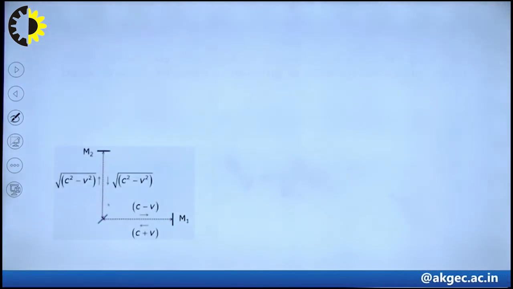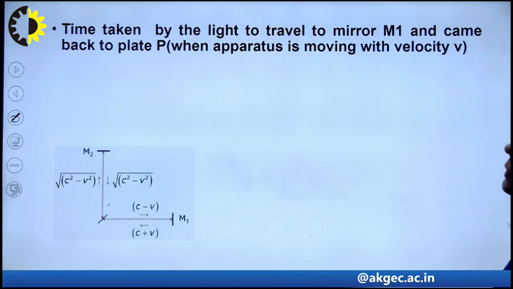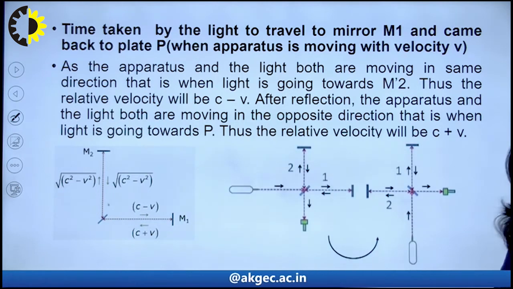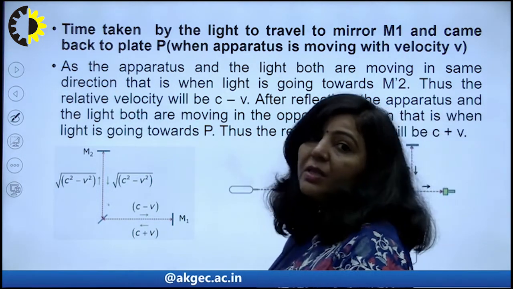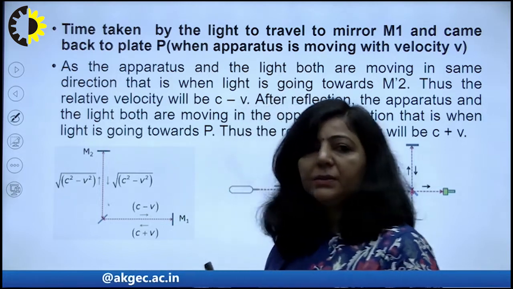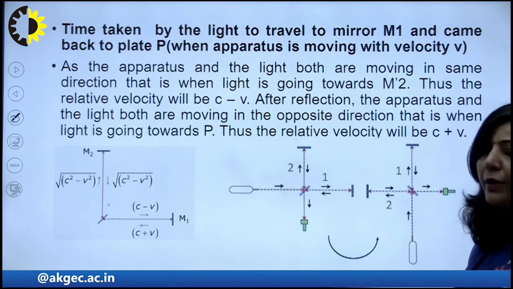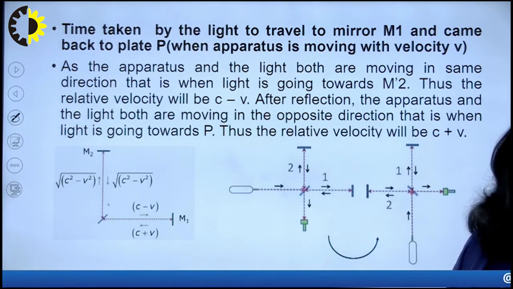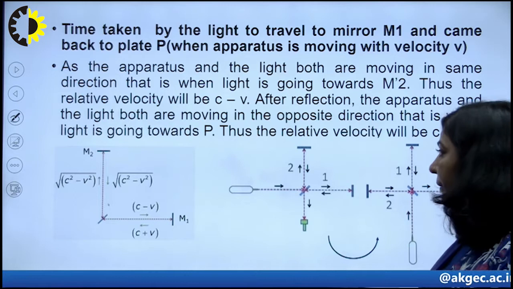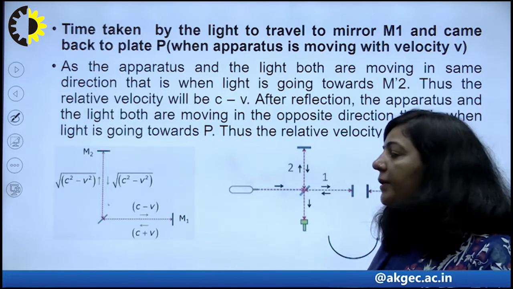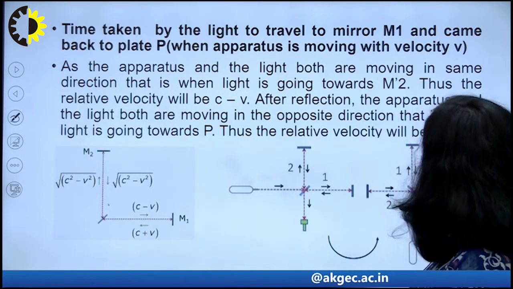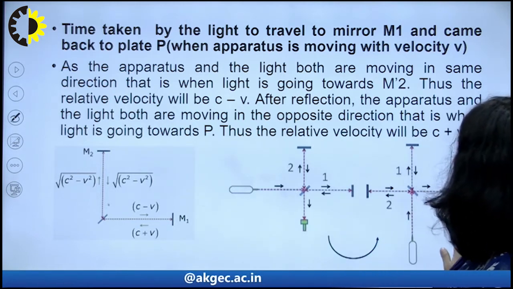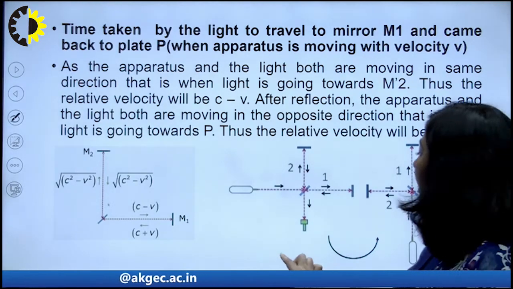Now we will discuss case number 2. In case number 2, the apparatus is kept somewhere at the surface of Earth. In case number 1, it was assumed that the apparatus is at absolute rest. Now this apparatus is kept somewhere at the surface of Earth, so it is moving with the velocity of Earth.